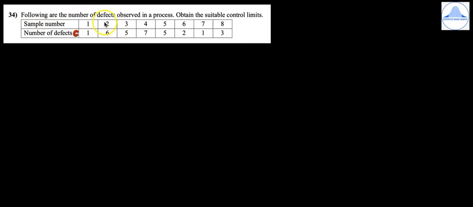Thirty-fourth question. Following are the number of defects observed in a process. Obtain the suitable control limits. The sample numbers are given from 1 to 8 and the number of defects are given. Whenever they use the word defects, it is the C chart. And if they use the word defective, then it is the D chart or the NP chart. So number of defects, you mark it as C. The number of samples is denoted by K.